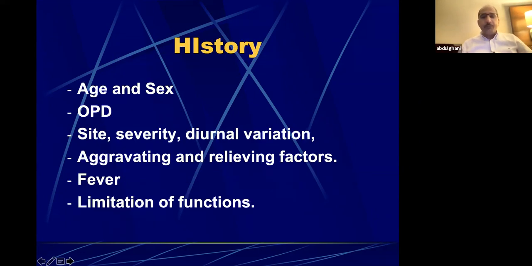You also need to remind yourself that by this time many topics have been covered, and the most important emphasis, especially for PG teaching and even for lifelong practice, is history. You obviously start chronologically: introduction, age, gender, onset, duration, progression, site, severity, diurnal variation, aggravating and relieving factors, associated fever, and limitation of function, i.e., whether the patient is able to walk or use a particular limb or joint. Very important. But it has to be a very careful, methodical history because history can give you 70% of the diagnosis, and if you're not careful, you would miss it.